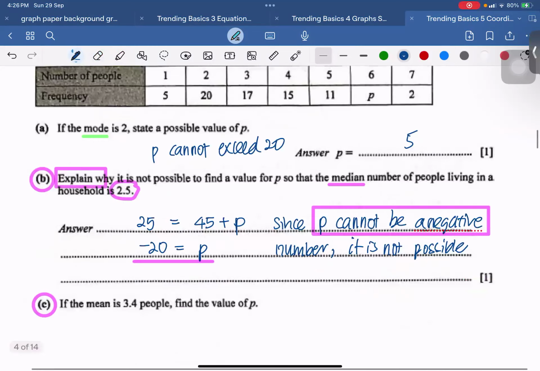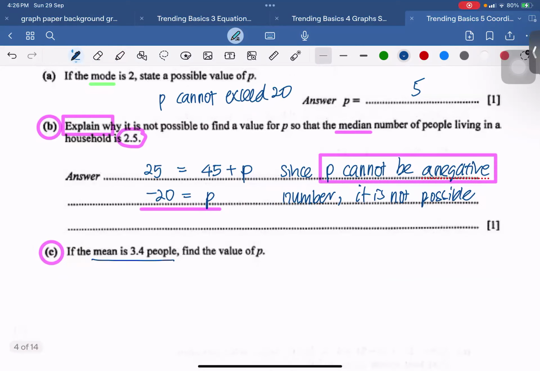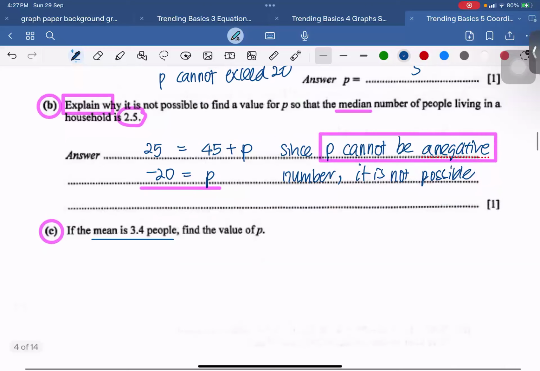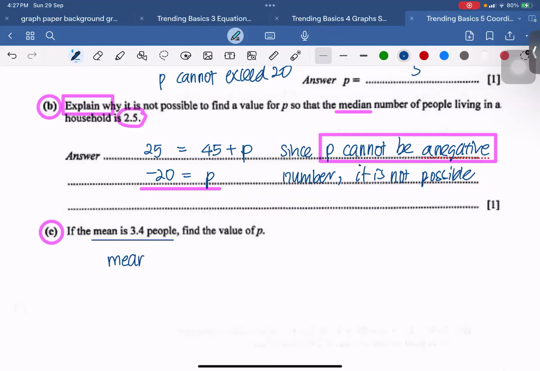All right. If the mean is 3.4 people, yes, we are very used to pressing the calculator for our mean already. So this question forces us back to the original concept of writing down the working, and we have no choice but to do so. How do you find the mean? Mean is given by summation fx over summation f. Sum fx over sum f.